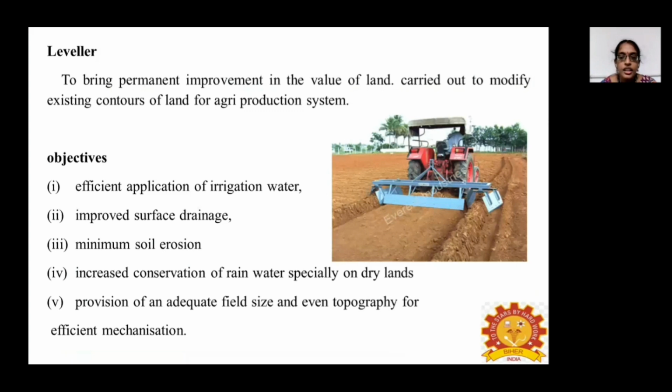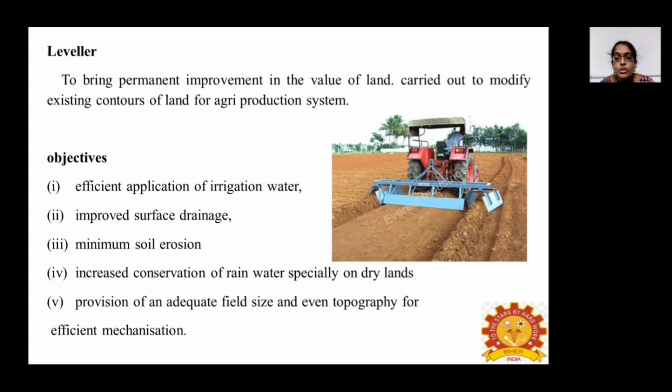And the leveler is used to level the land. The main objective is the efficient application of irrigation water, and it is used to remove surface drainage problems, to minimize the erosion of the soil, and it helps to increase the conservation of rainwater, especially in the case of dry lands, and to provide an adequate field site and even topography of the land.